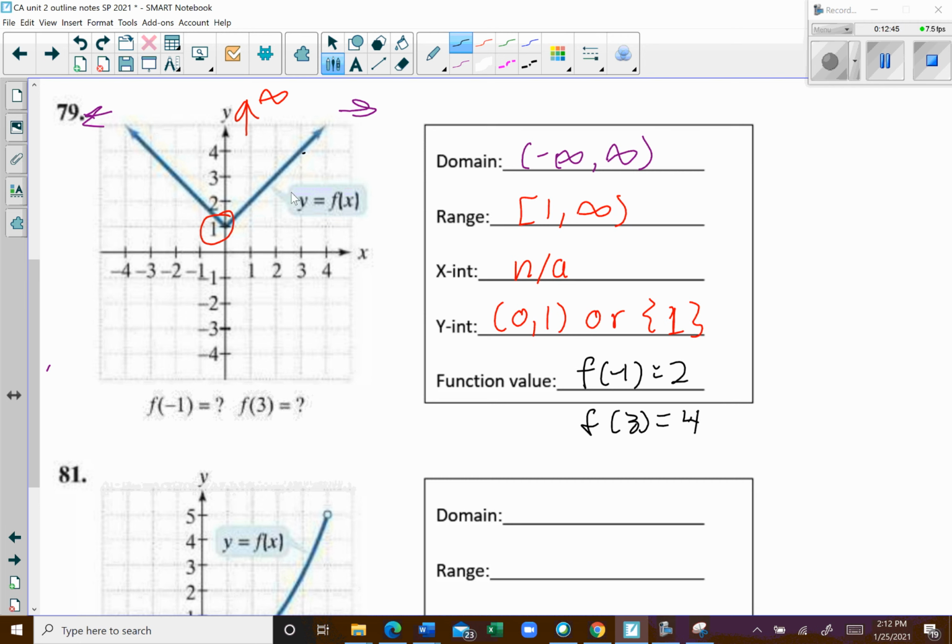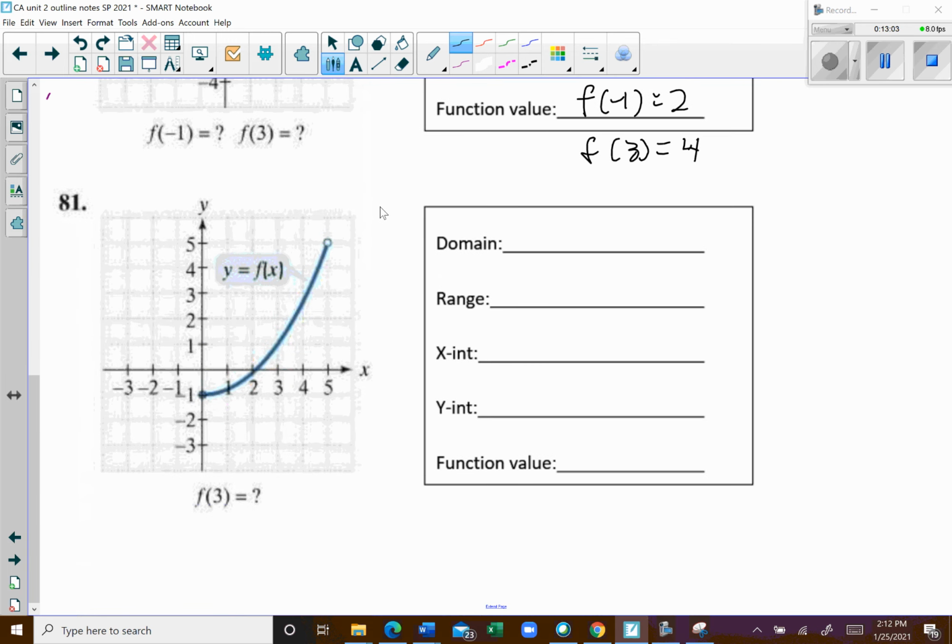All right, and these take a little bit of time. Once you really get it down, you'll find these actually quite easy, but at first, it can be a little confusing and take a little bit of time, especially the domain and range part.